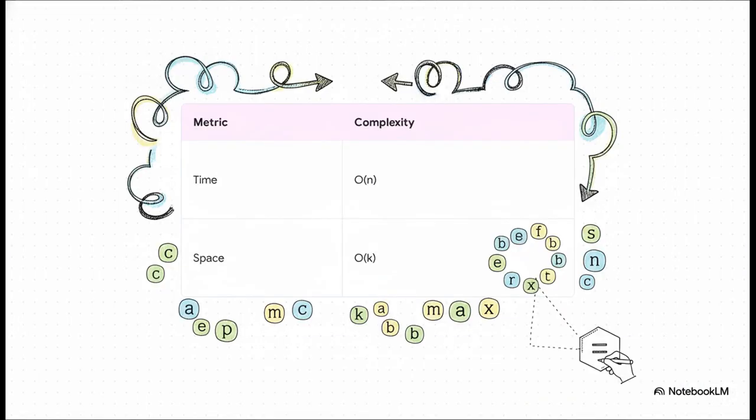So the complexity here is O(n) time, where n is just the length of the strings, and the space is O(k), where k is the number of unique characters. Now, if you're just dealing with, say, lowercase English letters, k is just 26. It's a constant, so this thing is incredibly efficient on space.